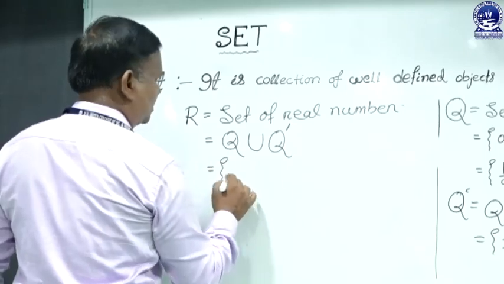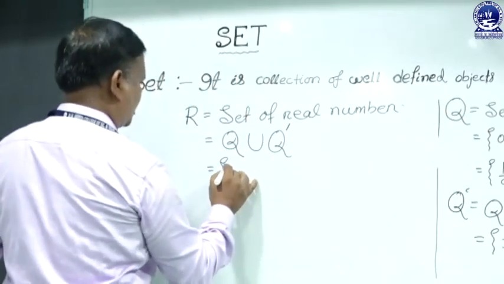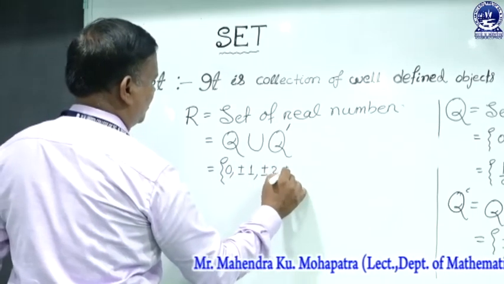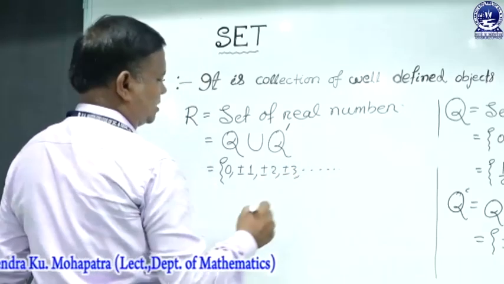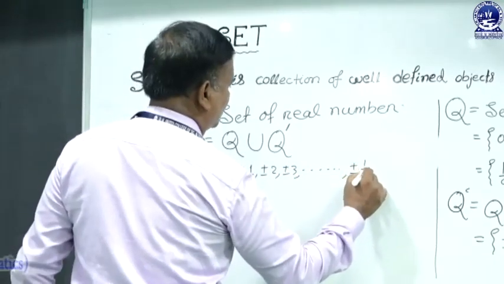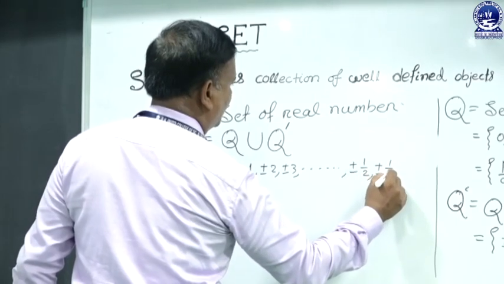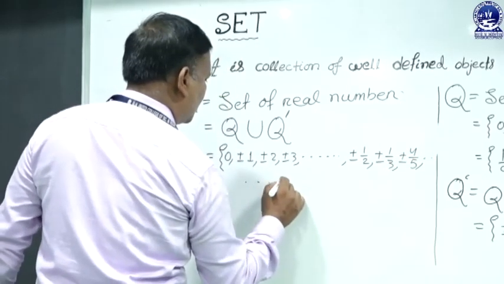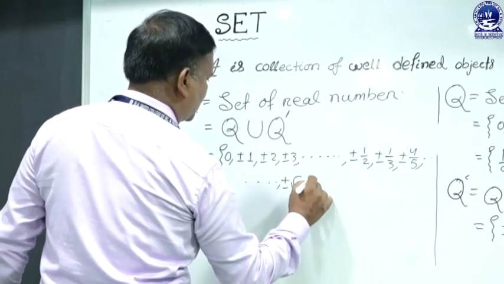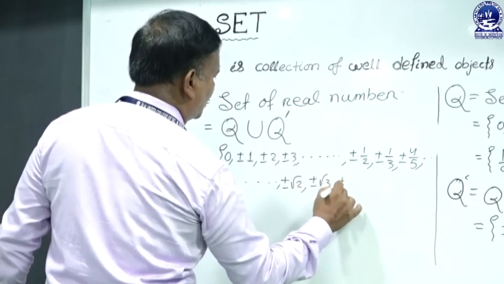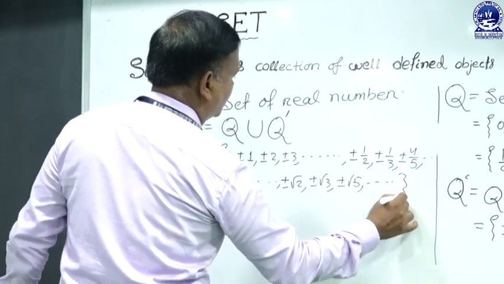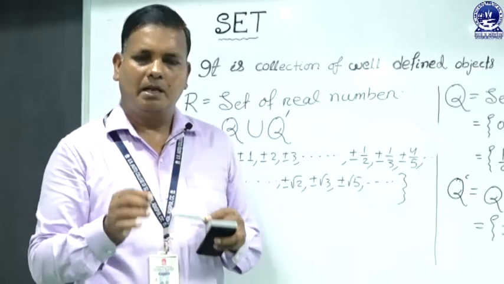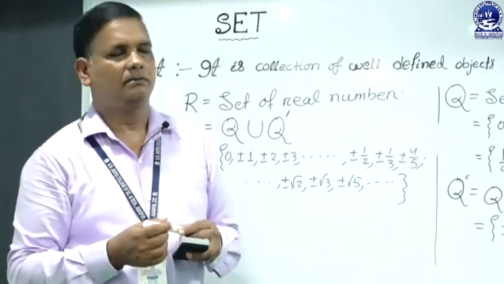For understanding, all the rational numbers, that means all the integers 0, plus minus 1, plus minus 2, plus minus 3, all the fractions, plus minus 1 by 2, plus minus 1 by 3, plus minus 4 by 5, and all the irrational numbers, plus minus root 2, plus minus root 3, plus minus root 5, these are called real numbers.